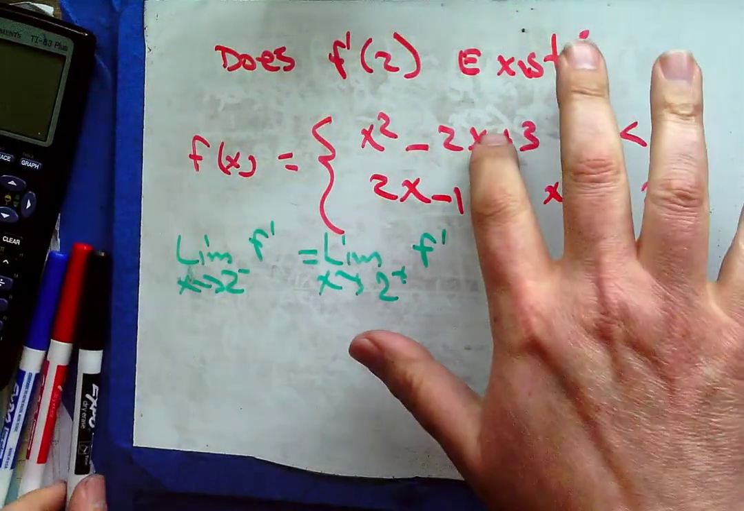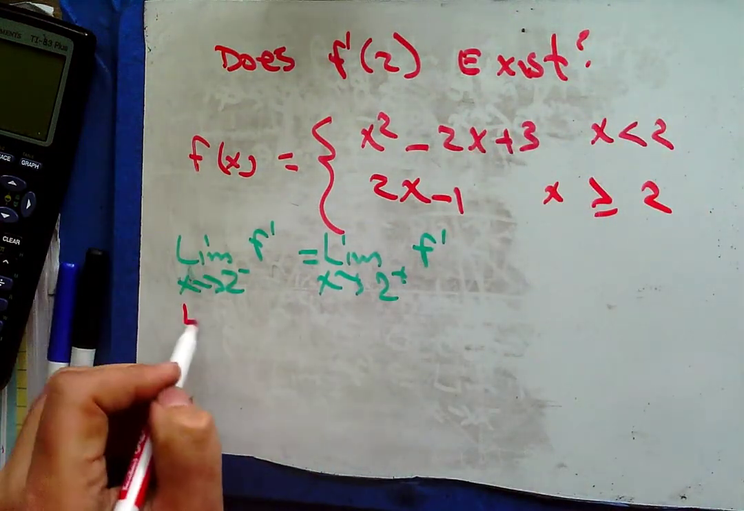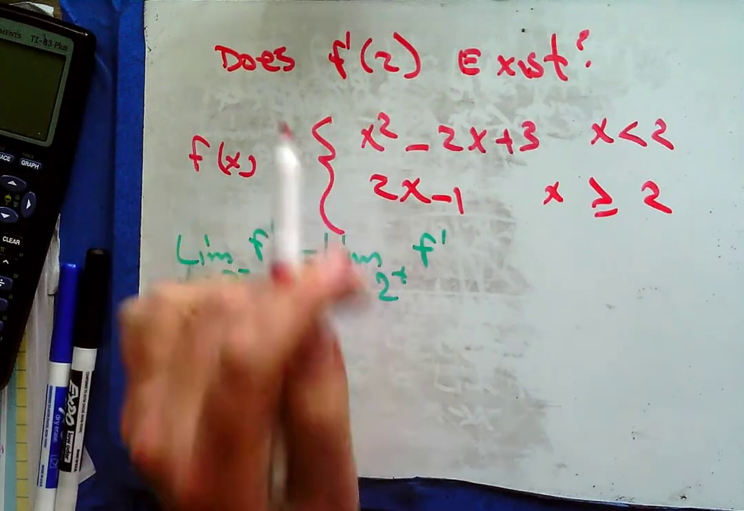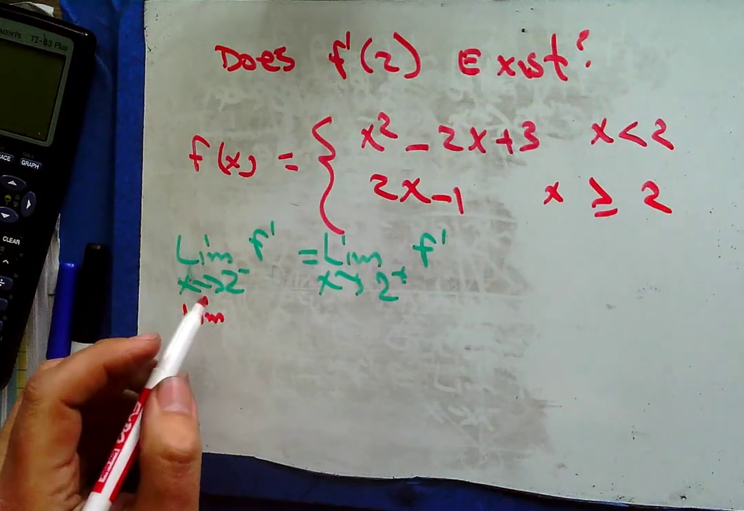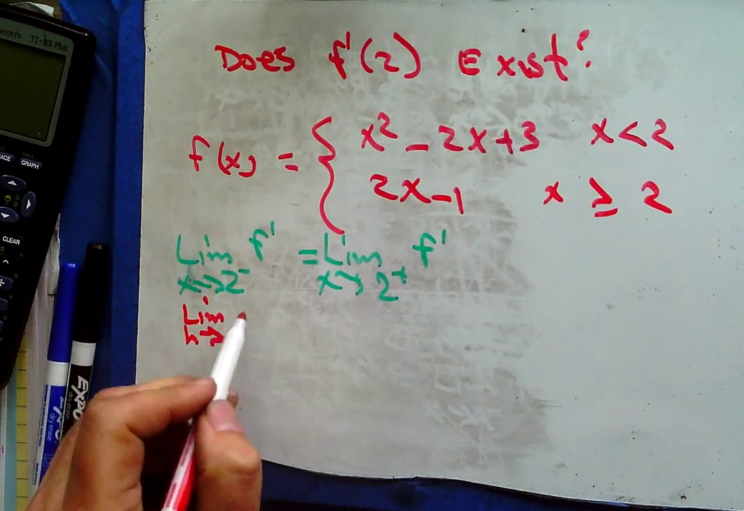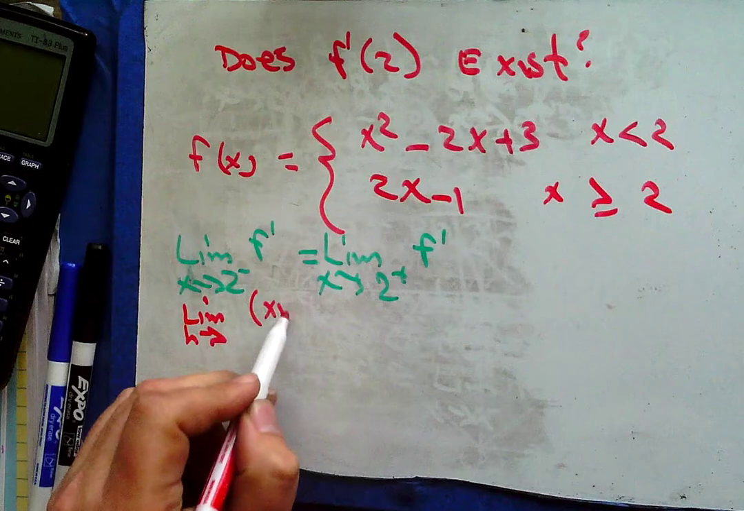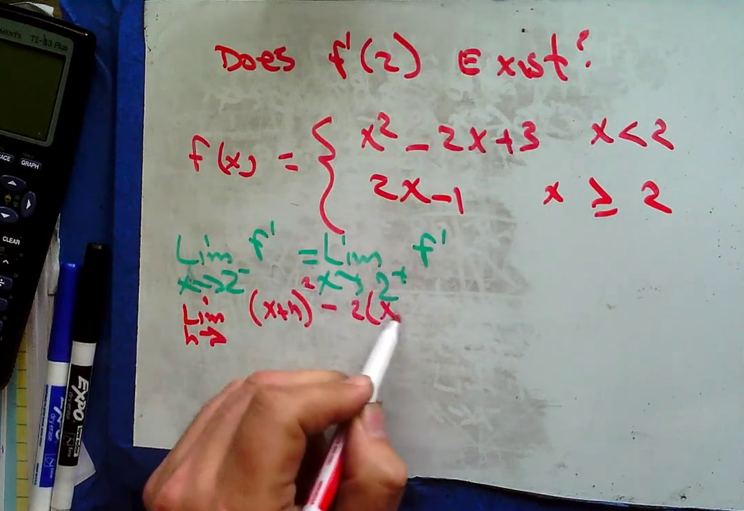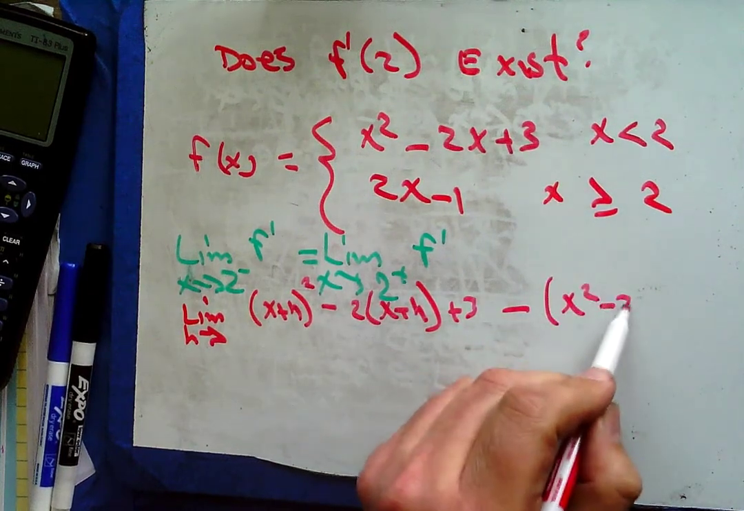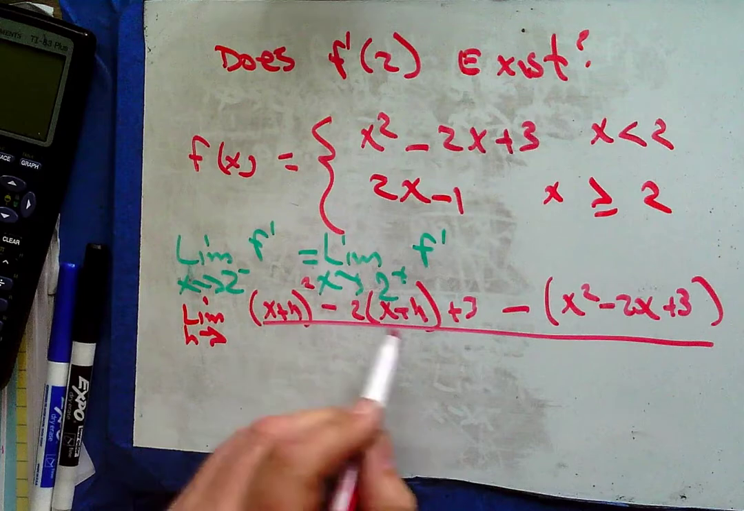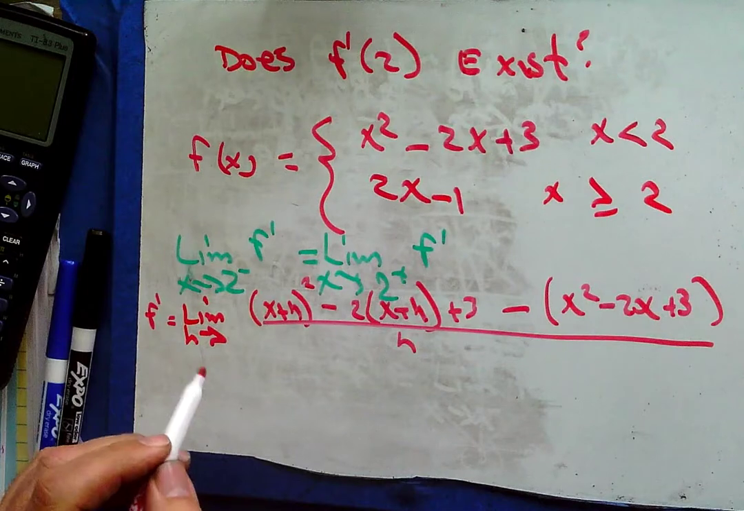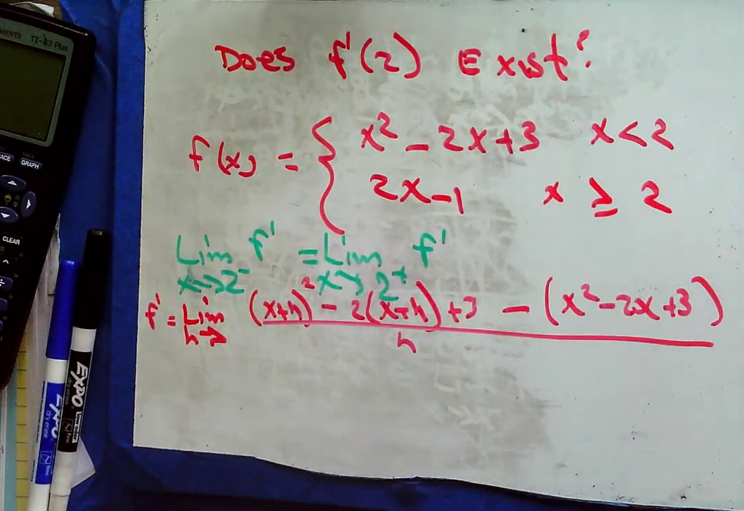Okay, so if I start with this side, I'm actually going to go with this one. f of x plus h: x plus h squared minus 2 times x plus h plus 3, minus x squared minus 2x plus 3, all over h. This is going to find f prime of x for me, but only for x less than 2.